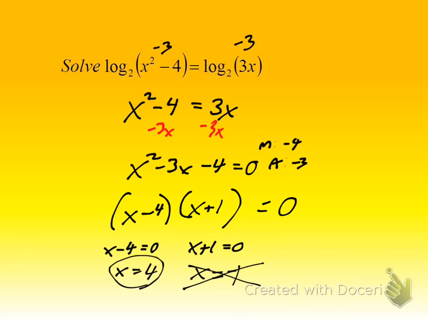Okay? That's why you have to check these, because just because they give you the same thing on both sides doesn't mean they're good answers, because if that thing is negative or if it's 0, then you got to throw this one out. Okay? Does that make sense?